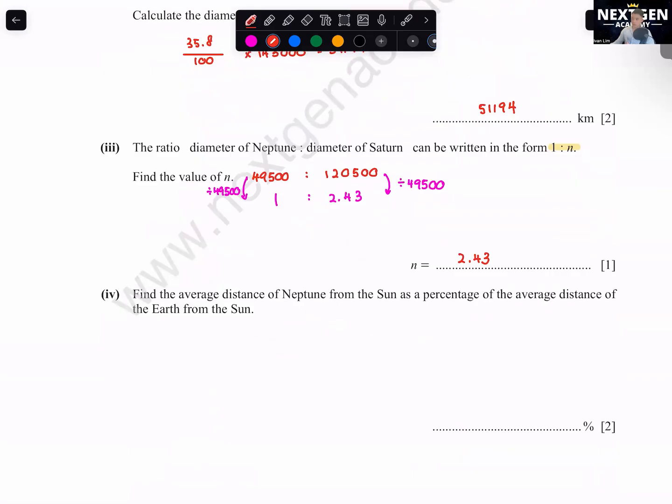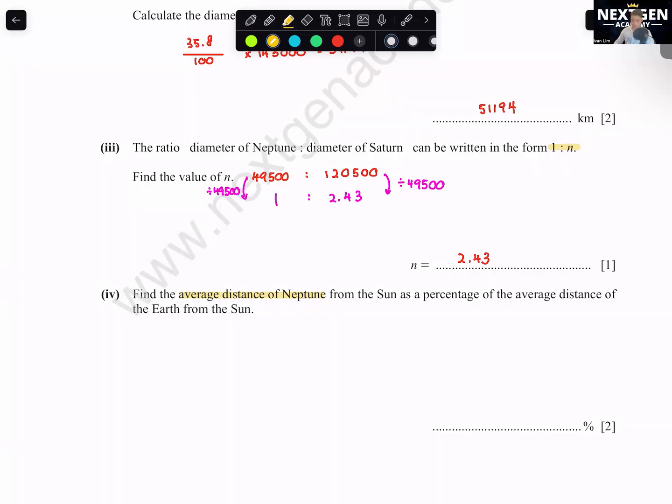Next one. Find the average. Will we get the mark if we write 2? No. No marks. You cannot round it up so much. If it's an irrational number, or a recurring decimal type of number, the rule is that you round it up to 3 significant figures.